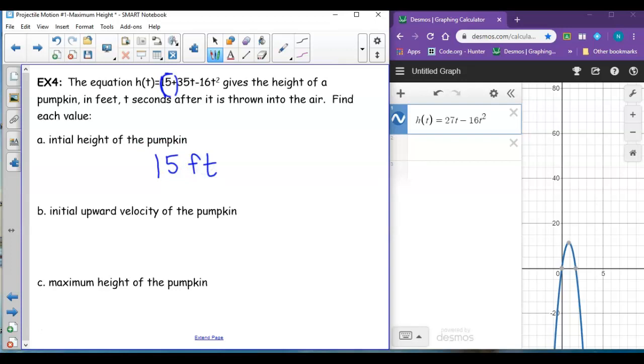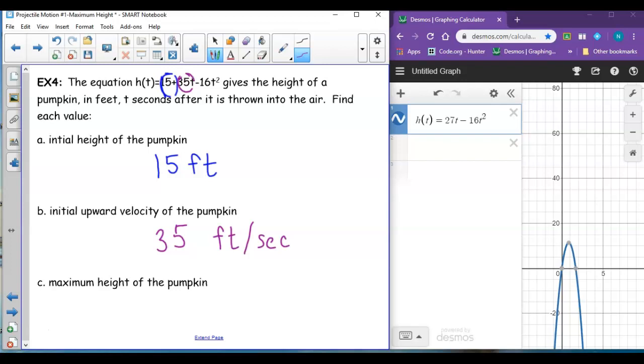Part B asks us for initial upward velocity. And so initial upward velocity is the number that is beside the t. It's 35. So our initial upward velocity of the pumpkin would be 35. And velocity is measured in feet per second, kind of like miles per hour. You've got to have a distance divided by a time, so feet per second in this case. So the pumpkin was launched at a rate of 35 feet per second.